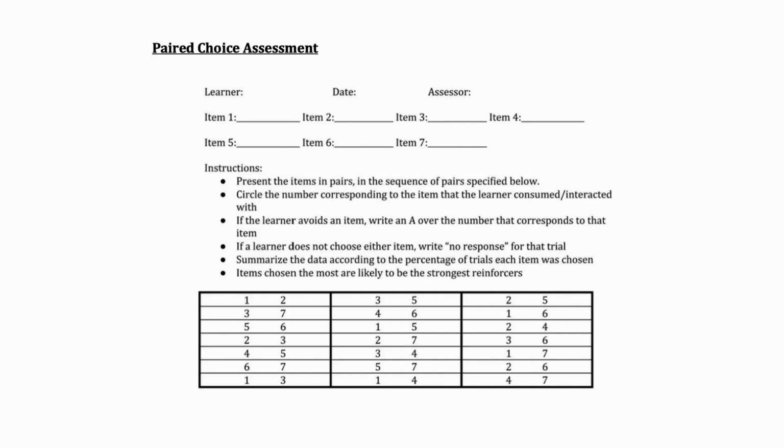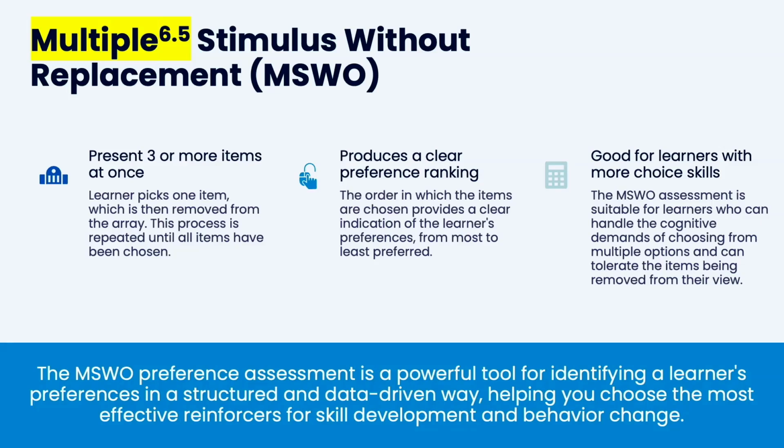And you count how many times they picked 1 over others. If they always pick 1 over others, 1 is your number 1. If they always pick 6 over others, then 6 is your number 1. And then you can get your second one. If they pick number 2 most of the time, except when there's 1, that's your second. You just create this rank order with it.